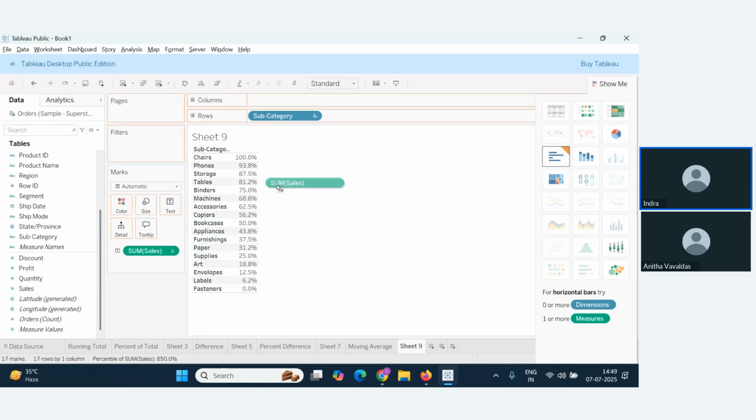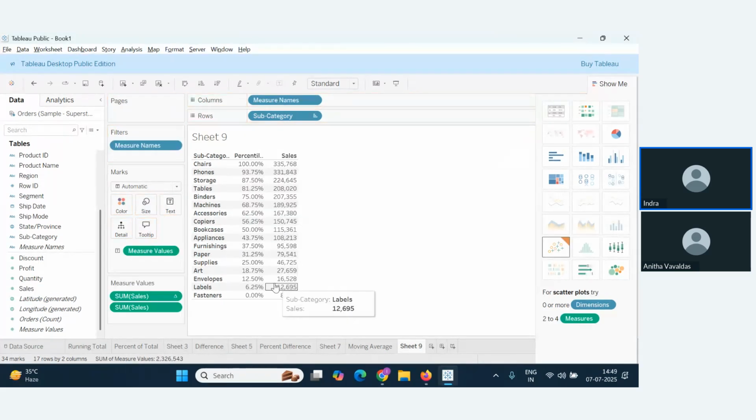Let's take sales again here. Then you have sales of labels, which is 12,695. It means up to 6.25% this value lies. Then you have 16,528, which comes out to be 12.50%, then 18.75%. Likewise, this many values are falling below this particular point. Okay, copiers is on the top.